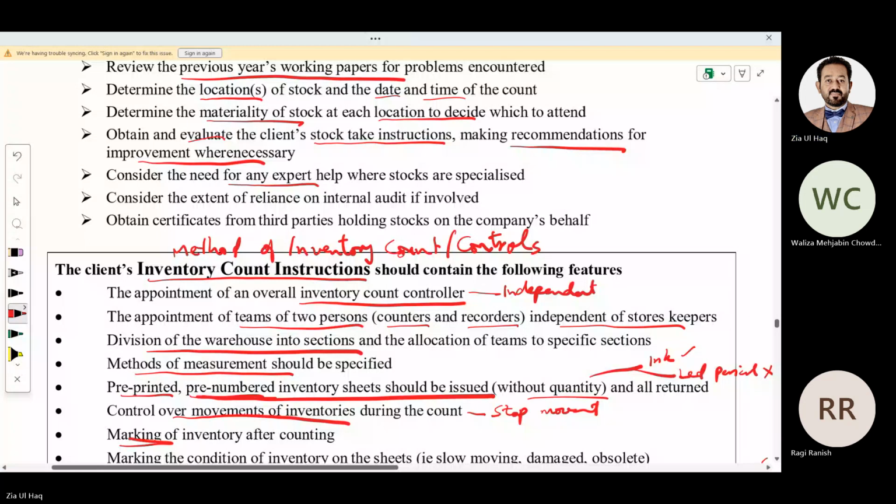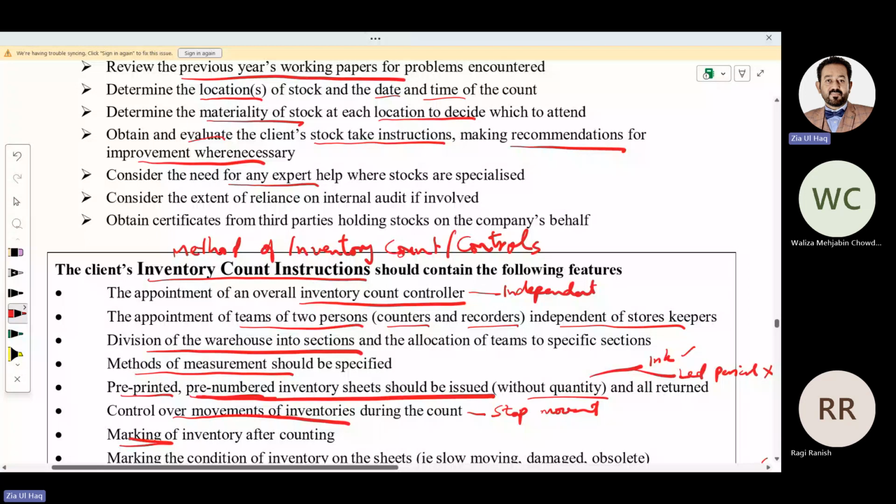Underground. How many petrol is there? Can we verify? No, we need to take an expert with us. He will verify whether this much inventory is underground or not. So before count, we need to make sure whether we need any expert or not. If we need any expert, obviously we need to engage him so that at the day of count, he is available.